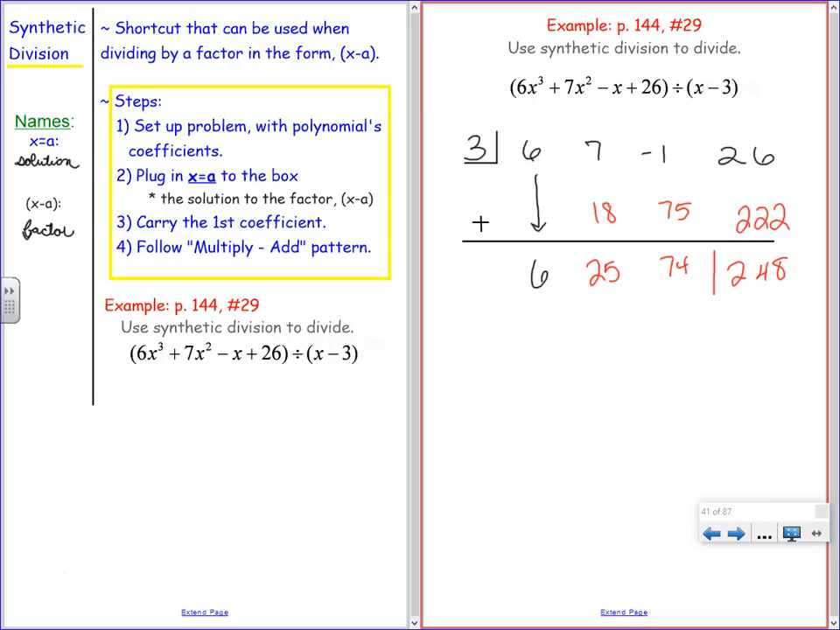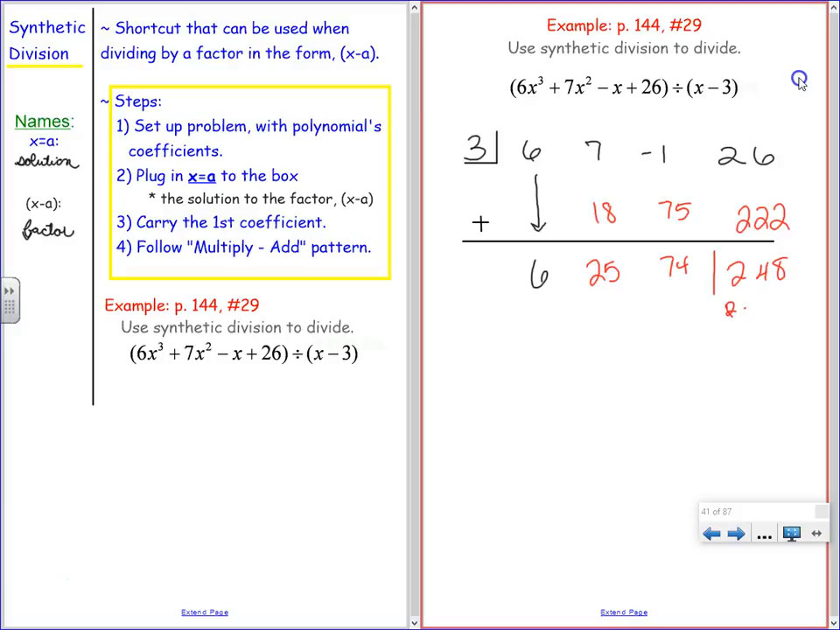Why did I draw a line? Because that's your remainder. There were 4 terms to begin with: cubic, quadratic, single x, constant. As soon as we divide, there are only 3 remaining. Anything extra is the remainder.